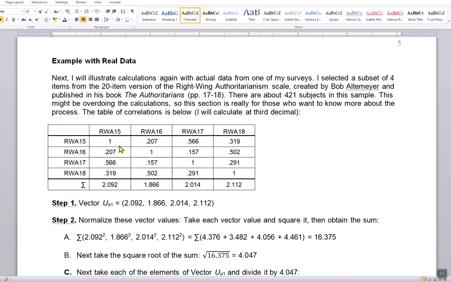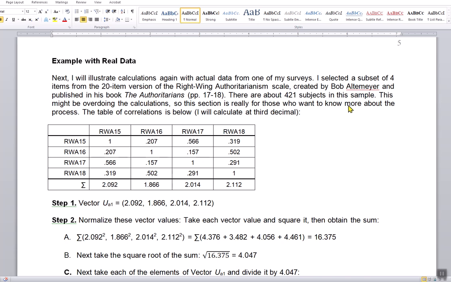This is the RWA data set that you have on Canvas, and it's data from an actual study that I did a few years ago. The RWA scale stands for right-wing authoritarianism. It's a scale created by Bob Altmaier. Altmaier is a Canadian researcher. He's retired now, but for many years he was at University of Manitoba in Canada, and he spent much of his career studying right-wing authoritarianism.